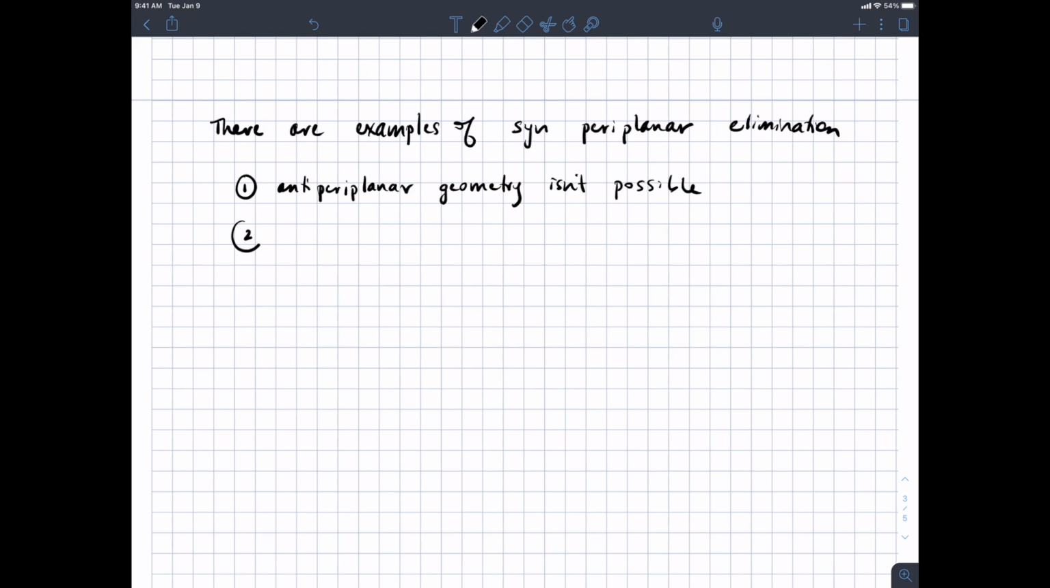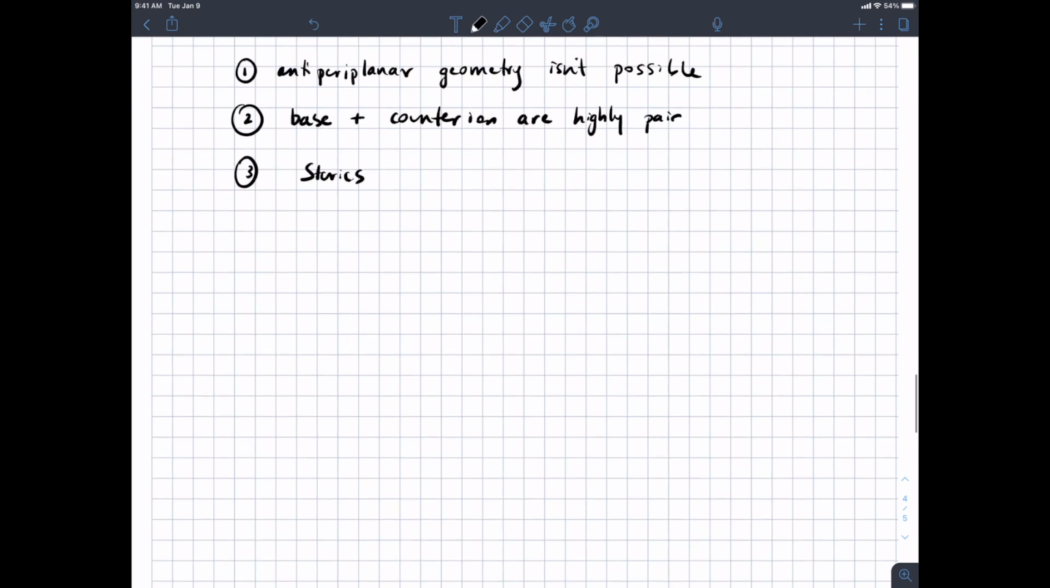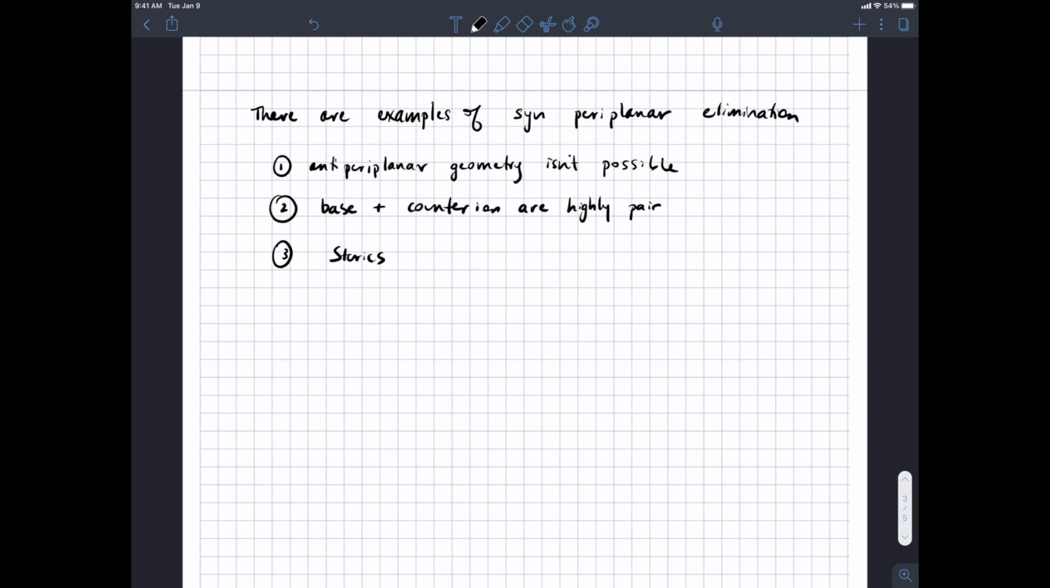They can also occur when the base and its counter ion are highly paired. That is, they exist as a contact ion pair rather than just the base on its own and the ion on its own. And then finally, sterics can bias the situation towards syn periplanar elimination. So let me give you an example.